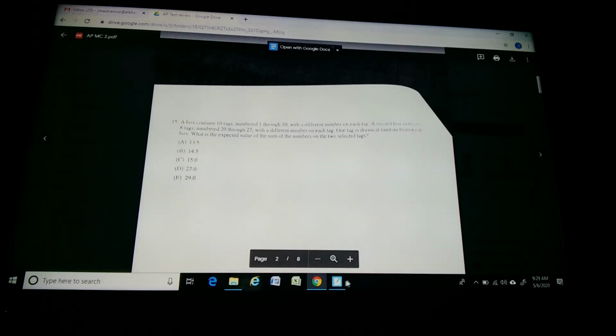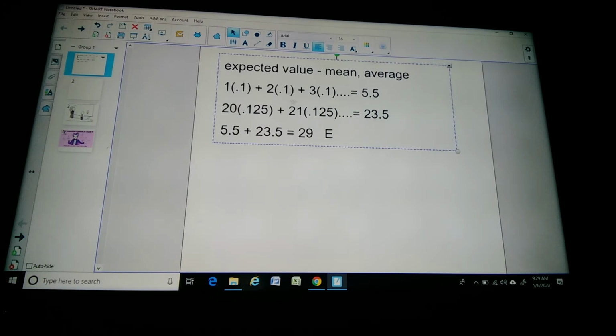This is actually how you figure out the problem. Expected value means the mean or the average. All those mean the exact same thing. How you find expected value is this. The expected value of the tags 1 through 10 is you take 1 times its probability. Since there are 10 tags, there's a 10% chance, or 0.1. So 1 times 0.1 plus 2 times 0.1 plus 3 times 0.1, and so on. That turns out to be 5.5. That's the average of the first group of tags.